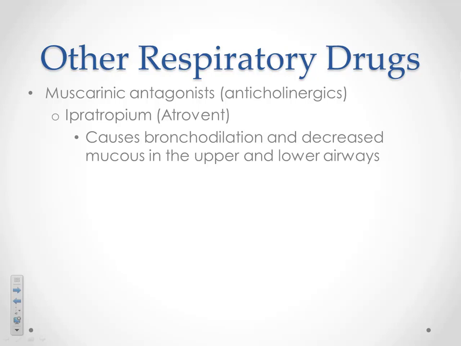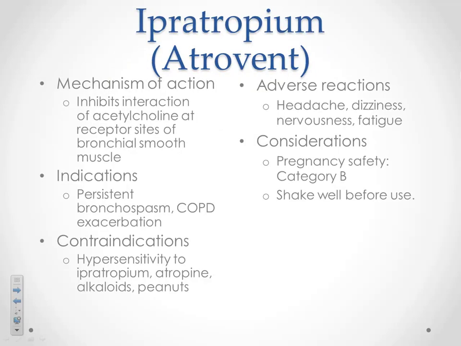Atrovent inhibits the interaction of acetylcholine at the receptor site to the bronchial smooth muscle. So what does acetylcholine do? Remember that back to that beginning slide? It's a neurotransmitter that is released in the body to cause relaxation. Helps with relaxation.